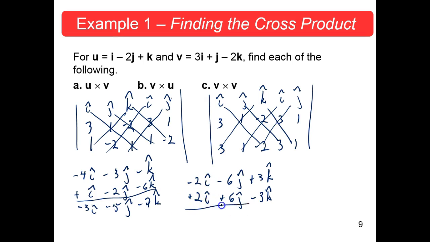Uh-oh, when you add these together, what do you get? You get a good old 0 vector, because 0i plus 0j plus 0k. No components at all. Okay? Now, there's a reason for that.